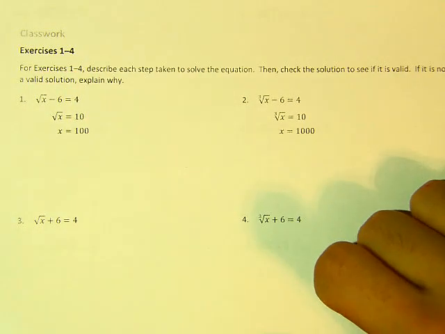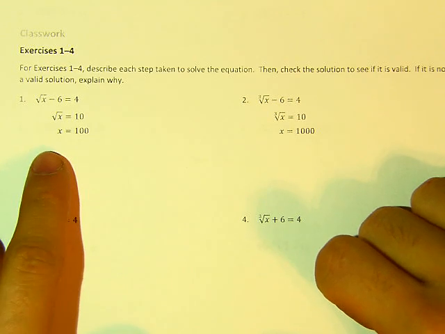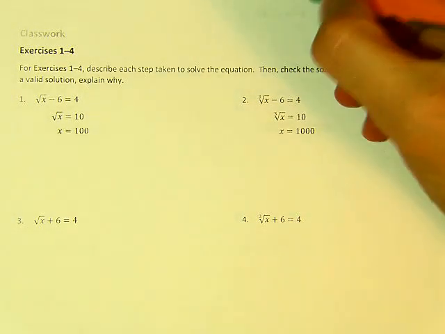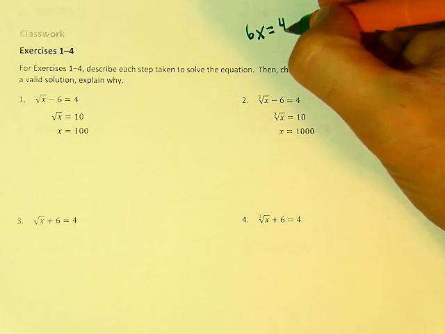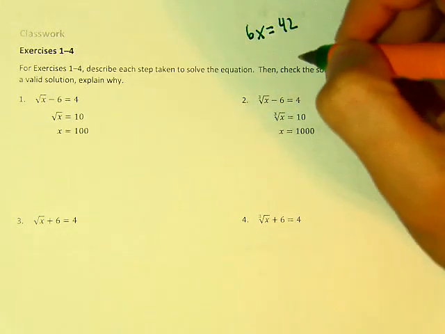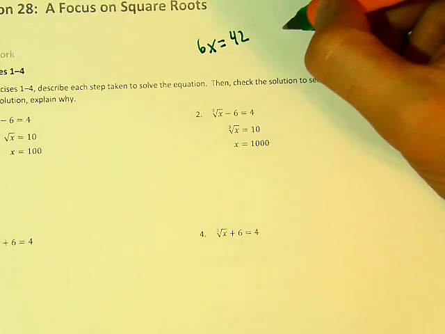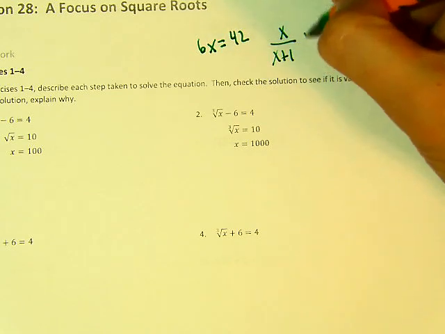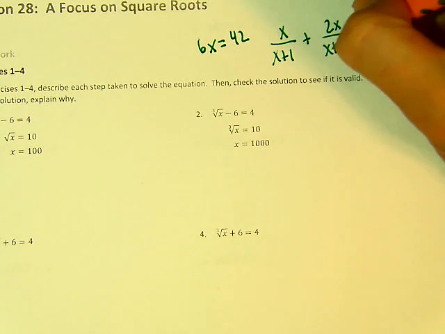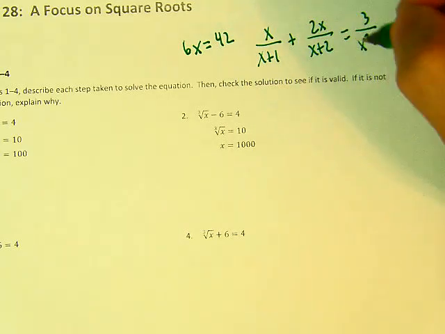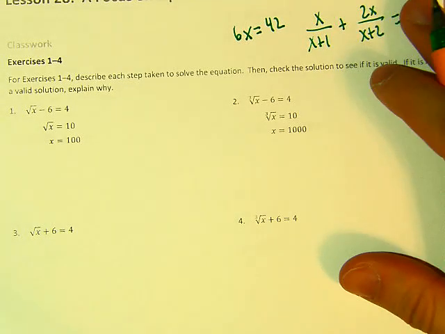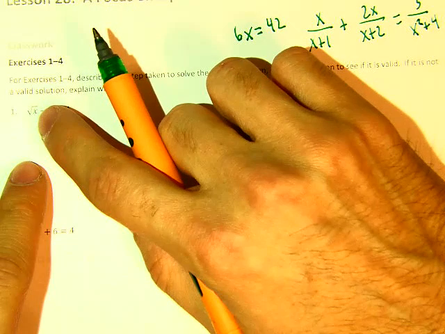So let's go on. It says a focus on square roots. So that's the game plan. What do we do in these equations? You are so used to, let's say, if you have 6x is equal to 42, solve for x, and then you divide both sides by 6. And then we did some crazy stuff where if you have x over x plus 1 plus 2x over x plus 2 is equal to, I don't know, 3 over x squared plus 4, something like that, solve for x. So the new thing that we need to do is what happens if we have a square root?